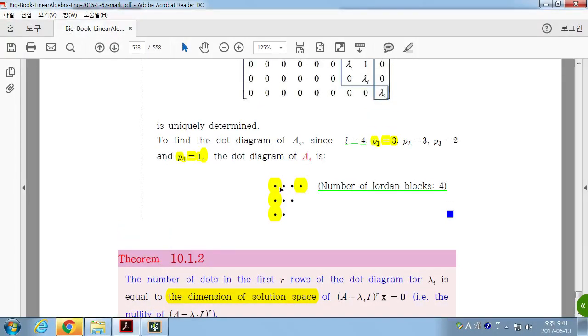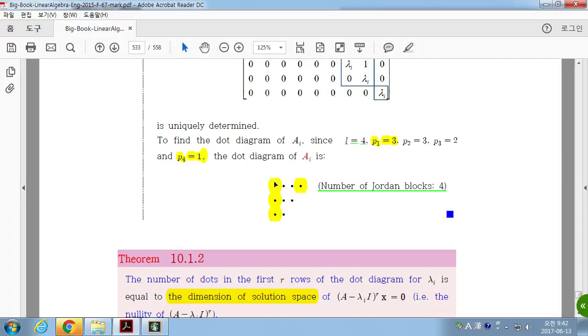We have 4, the first row is 4, and L is the first row. That's the number of Jordan blocks. First, 1, 2, 3, 4. We have 4 columns, so we have 4 points. So we have 4 columns, so L is equal to 4.